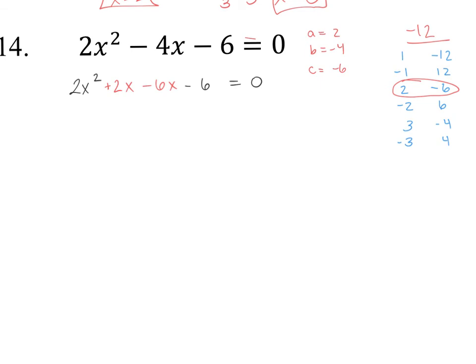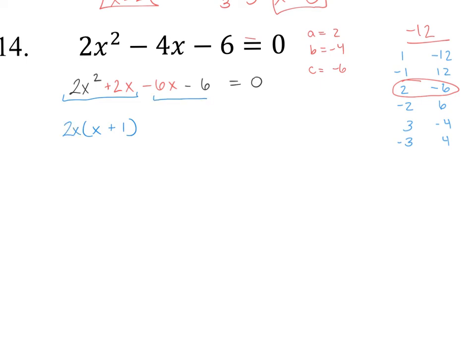Okay, so my first group, I'm grouping here. These two are easy, okay? So my GCF here is 2x. In order to get 2x squared, I need to multiply 2x by x. And in order to get 2x, I just need to multiply 2x by 1. Okay? Sorry, I'm going to make that a little neater for you guys.